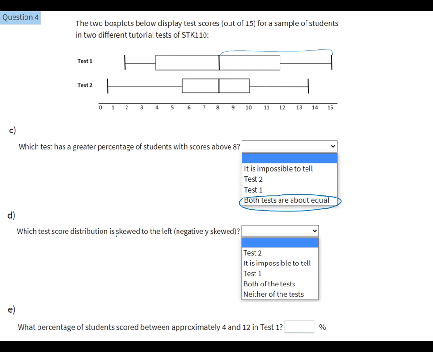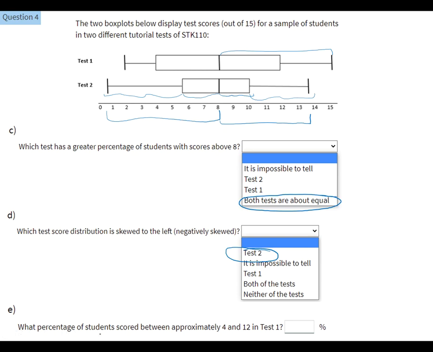The next bit, which test score distribution is skewed to the left? Now, if we look at this, you can see test 2 is skewed to the left. Let's just circle that. And that happens, we can see there's more symmetry here with test 1, but here you can see this box here on the right-hand side is a little bit smaller than the box here. This whisker on the right-hand side is smaller than the whisker on the left-hand side. So we are seeing more spread on the left than we are seeing on the right, and that tells us that it is skewed to the left.